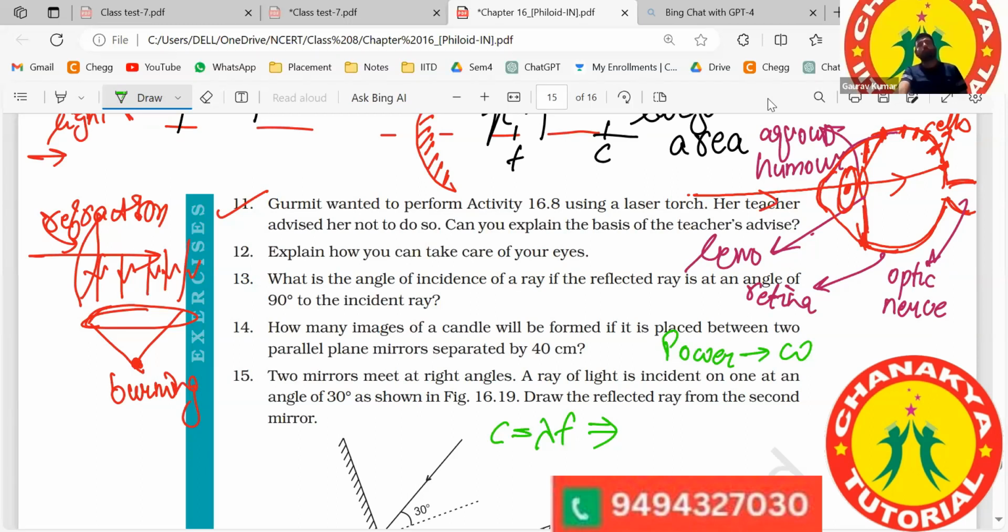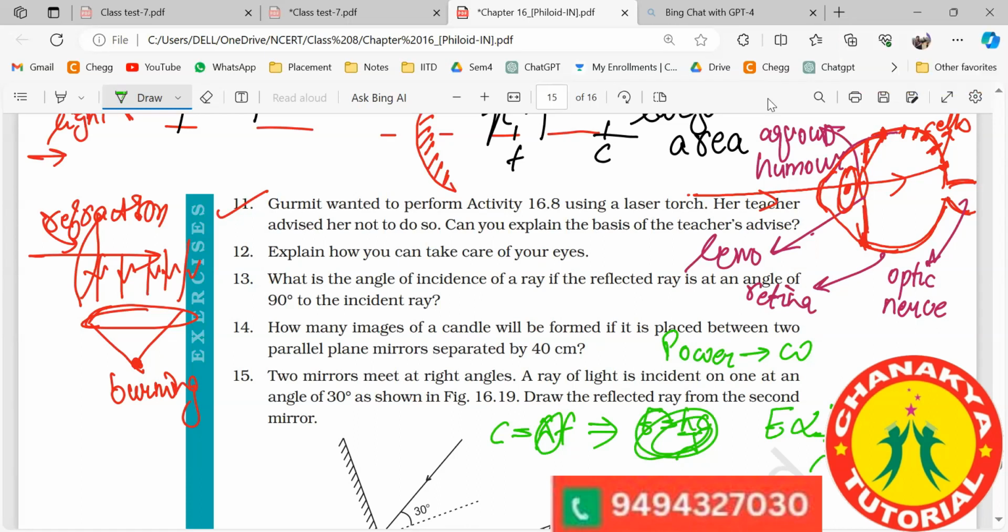So for radio waves, the power depends on the wavelength. We can directly relate that energy is given by hc by lambda. So forget this whole part. You just remember that E is inversely proportional to wavelength. If any ray has higher wavelength, the energy will be low. If someone has lower wavelength, the energy will be high.